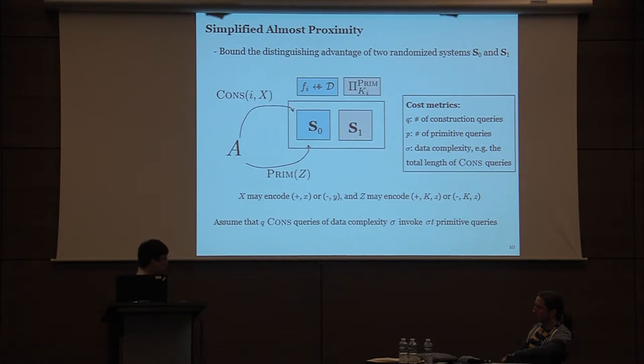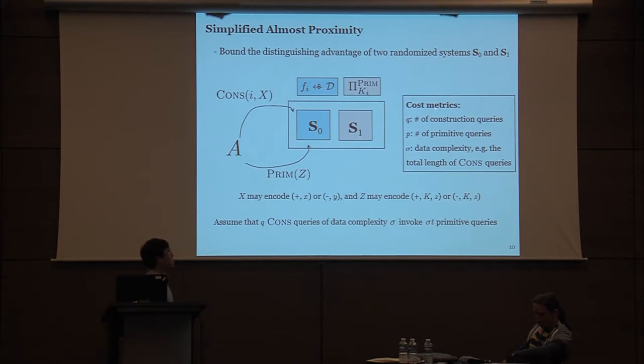In each system, they provide access to two oracles, one for construction queries and the other for primitive queries. In the context of double encryption, the first oracle is used to encrypt and decrypt via double encryption, and the second oracle provides access to the ideal cipher. The arguments for the queries can further encode some information to specify, say, whether it is an encryption query or a decryption one.